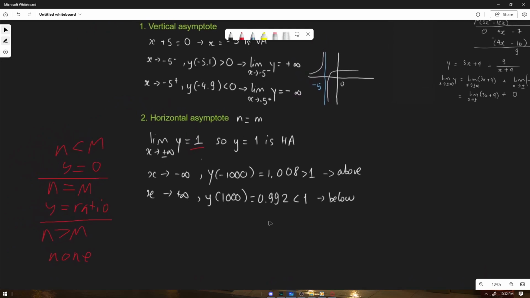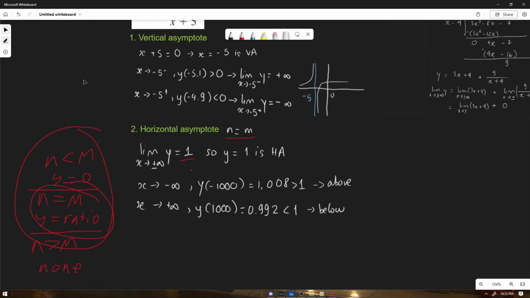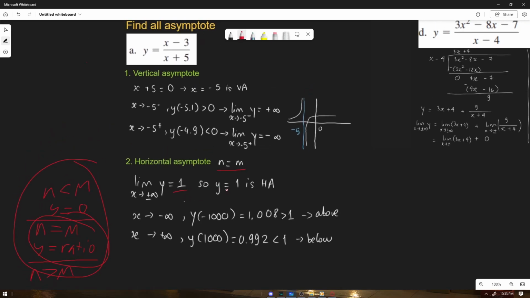So, understanding how to find a horizontal asymptote, we have the scenarios, but here we've got n equals m. Our equation gives us 1, so y equals 1 is a horizontal asymptote. Now, to know if the curve is above or below, we're going to sub in a very, very high number. I recommend around 1,000, 10,000, just thousands. But 1,000 is the easiest number that I like to check with.